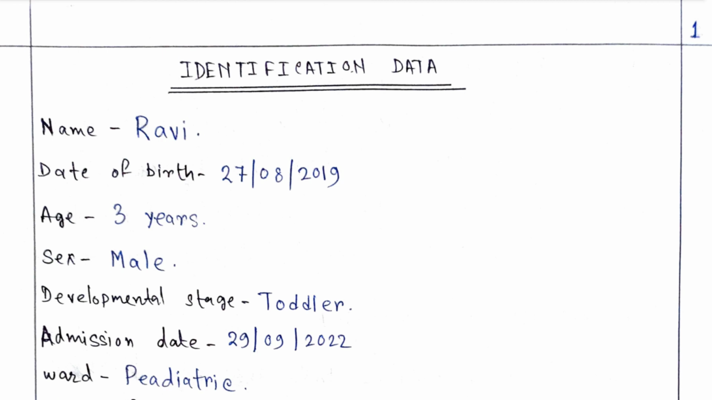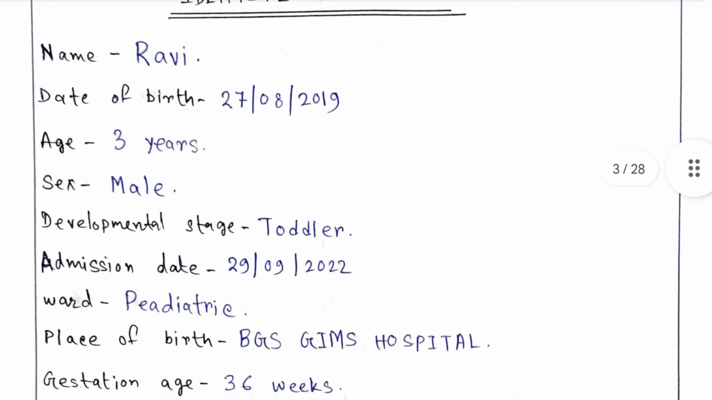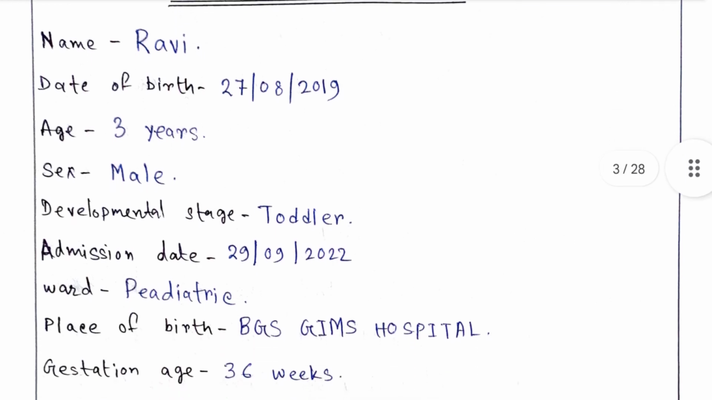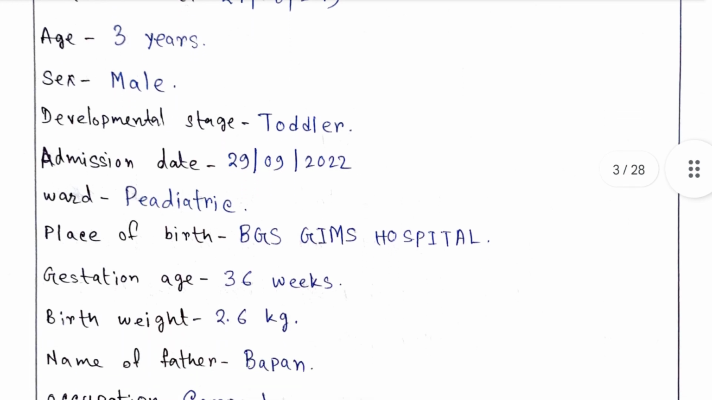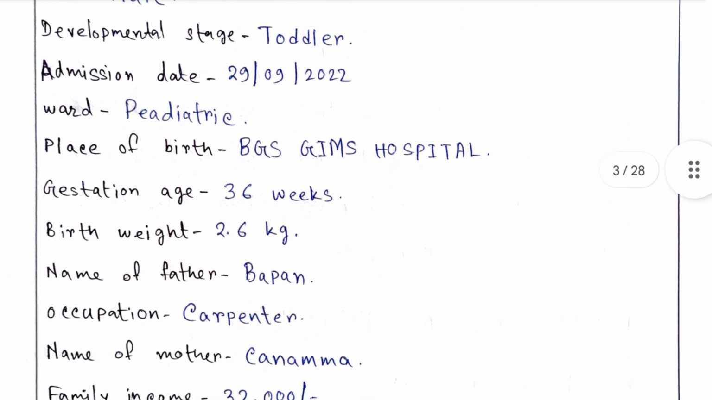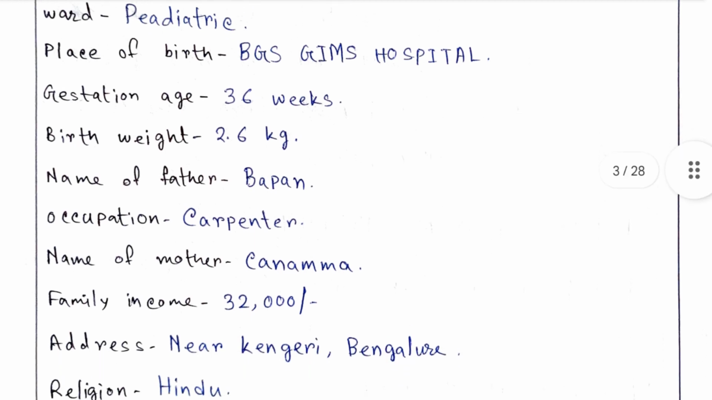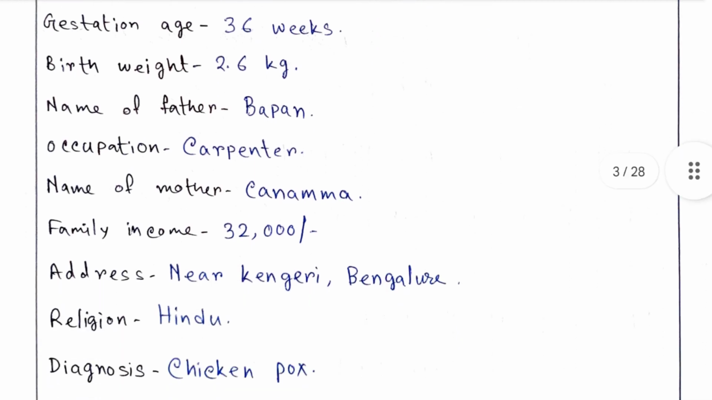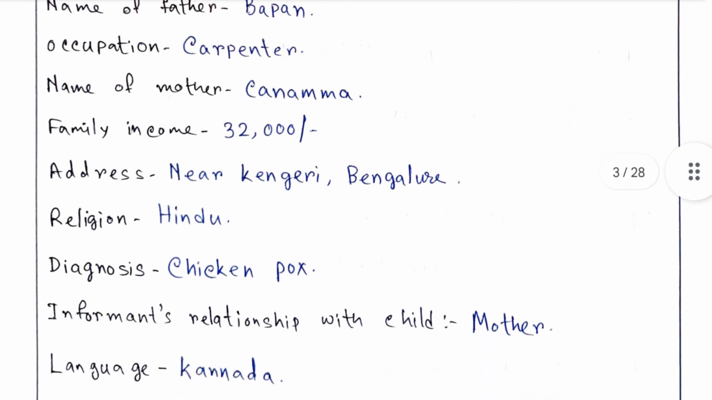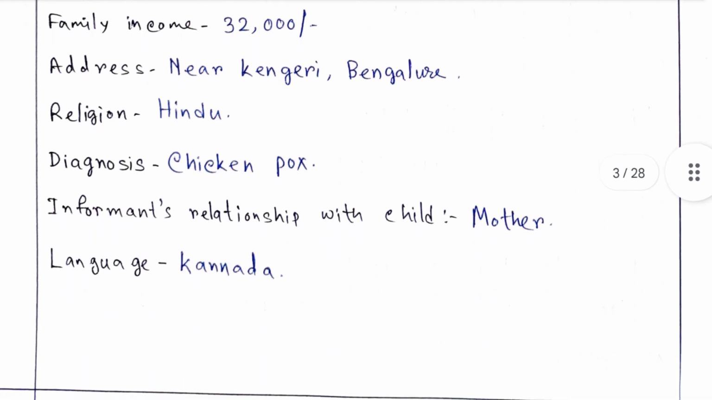First page is identification data. Under identification data: name, date of birth, age, sex, developmental stage, admission time, date, ward, place of birth, gestational age, birth weight, name of birth, occupation, name of mother, family income, address, religion, diagnosis, informant, relationship with child, and language.